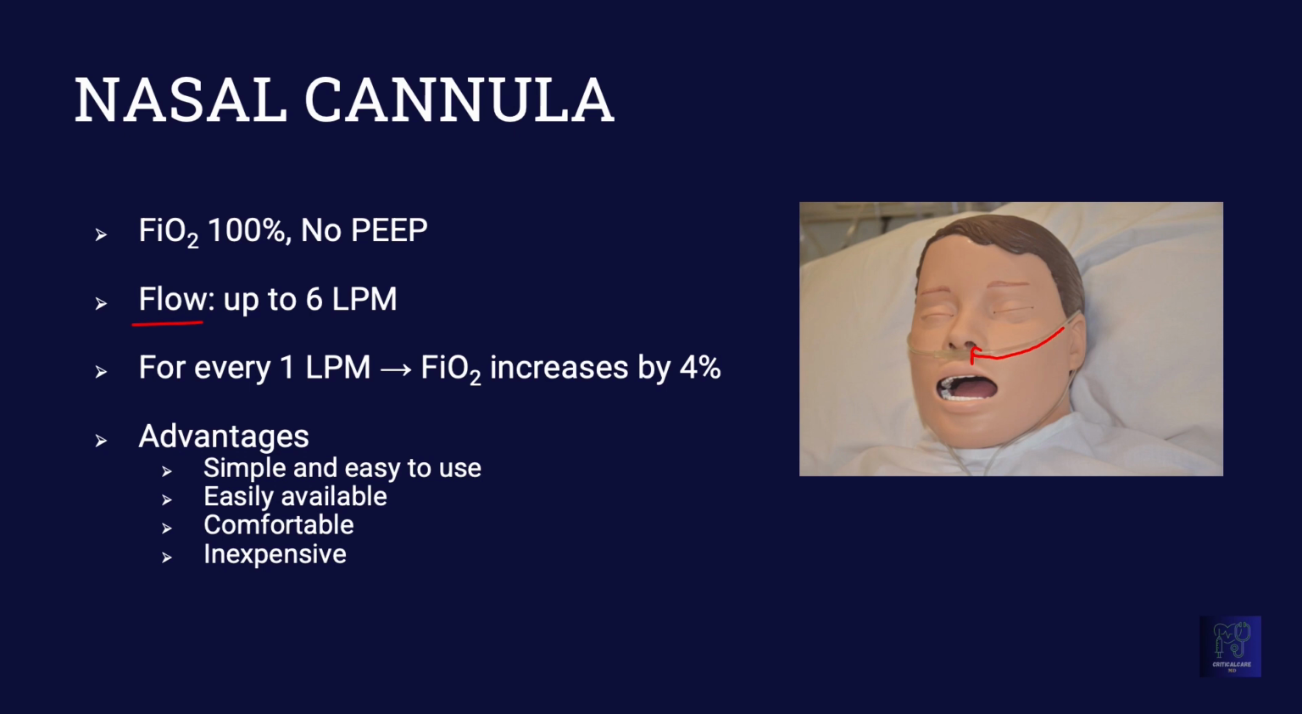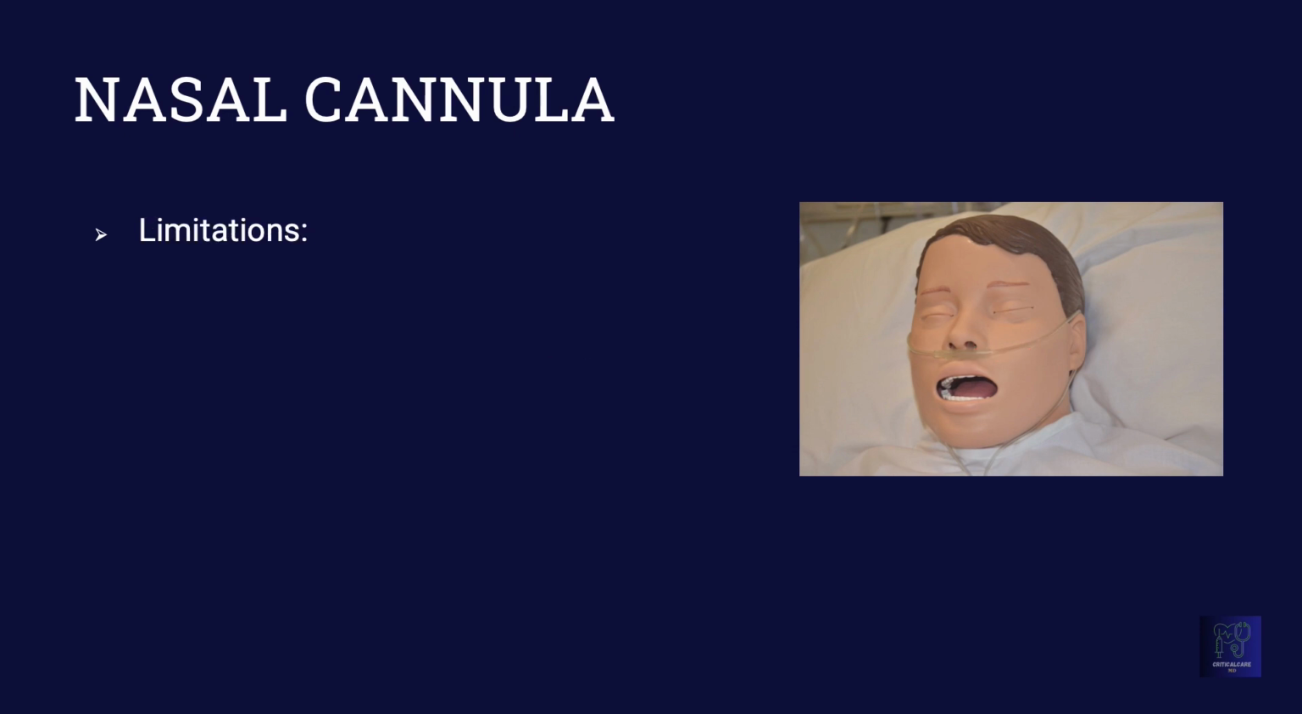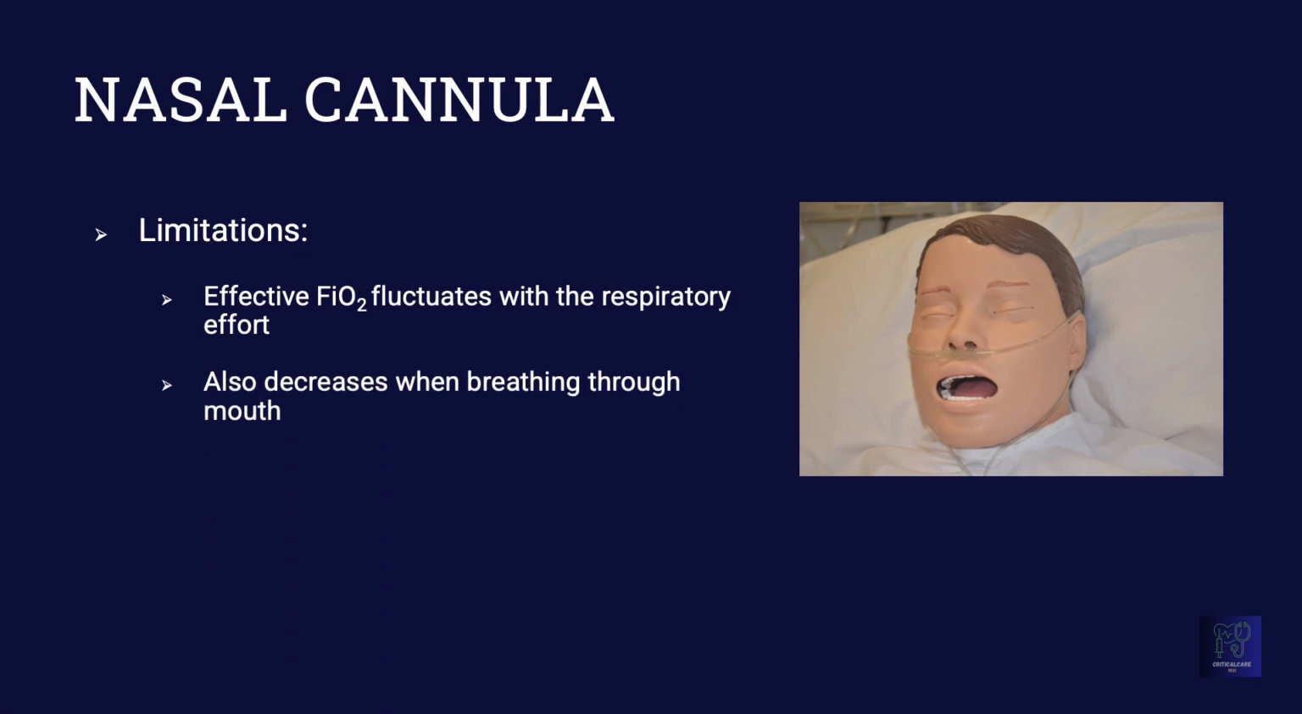So due to all these advantages, nasal cannula is probably the most commonly used device for supplemental oxygen in the hospital. However, it has some important limitations. FiO2 at the level of the alveolus fluctuates depending on the patient's respiratory effort. So a set FiO2 at the level of the alveolus cannot be guaranteed, as we already discussed. FiO2 at the level of the alveolus also decreases in patients breathing through the mouth, because there's a lot of mixing of ambient air in that setting.